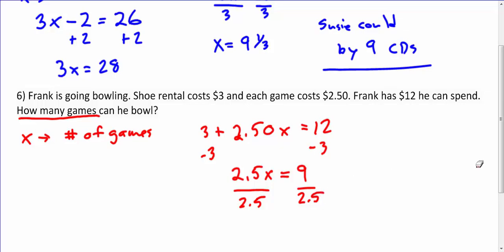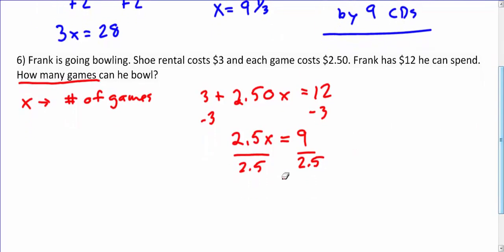Now this is kind of a weird scenario to take an integer value and divide by a decimal. And it actually might be easier, since we're doing this by hand, to do it as a fraction. But here's what I know. 3 times 2.5 is 7.5. 4 would be 10. So it's in between 3 and 4. And it leaves us a strange remainder of 1.5 over 2.5.